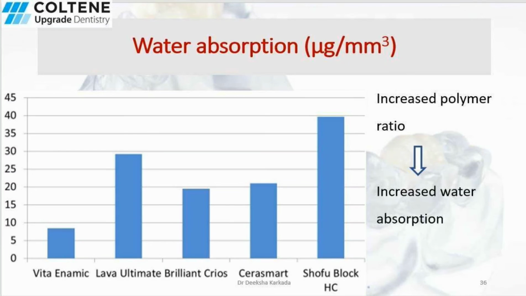A lower filler ratio implies a high polymer ratio, which in turn is largely responsible for water absorption. The water absorption of Brilliant Crios and Cerasmart is comparable to that of a modern light curing filler material at 15 to 20 microgram per millimeter cube. The polymer ratio of the composite is responsible for water absorption. Thus, Vita Enamic with its higher ceramic ratio demonstrates less water absorption than any other materials.